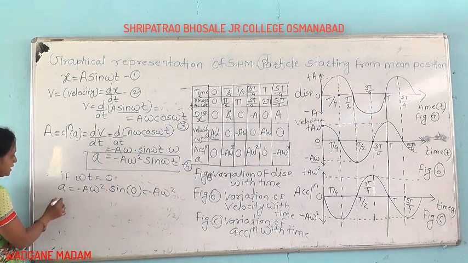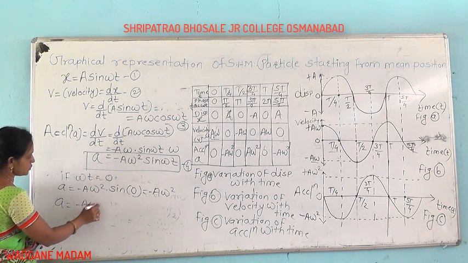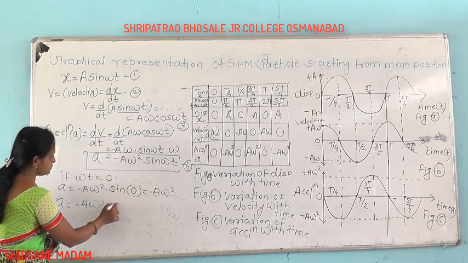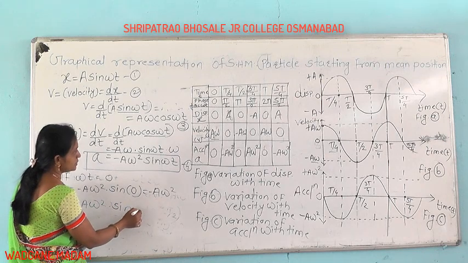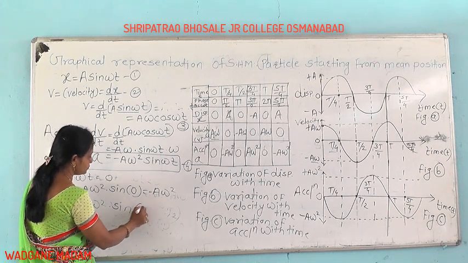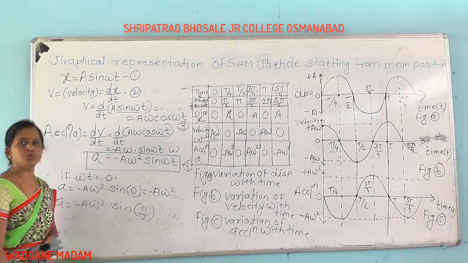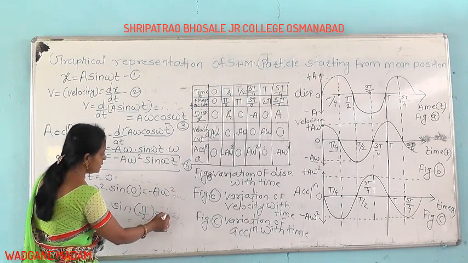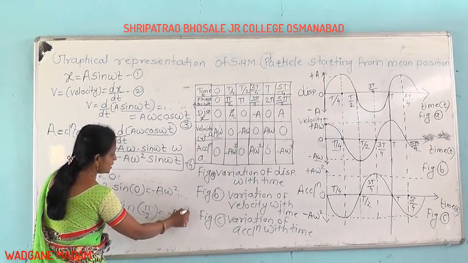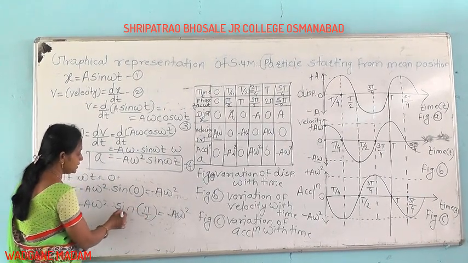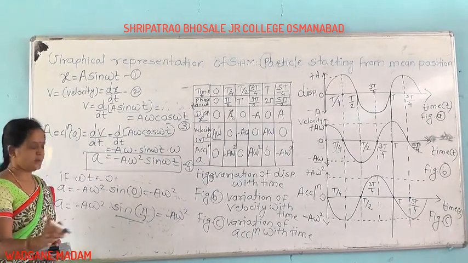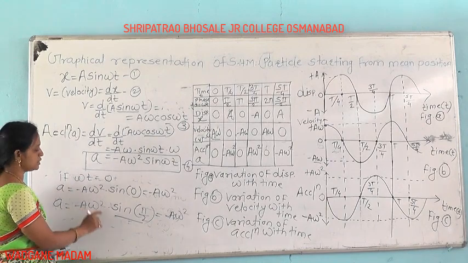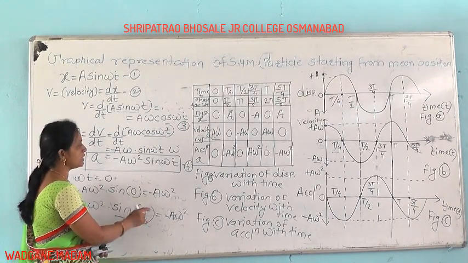After that, a is equal to minus a omega square, putting the value of sin, that is pi by 2. We know that sin pi by 2, that is sin 90, is 1. Therefore, we get here minus a omega square, because sin 90 is 1. Therefore, we get acceleration minus a omega square.